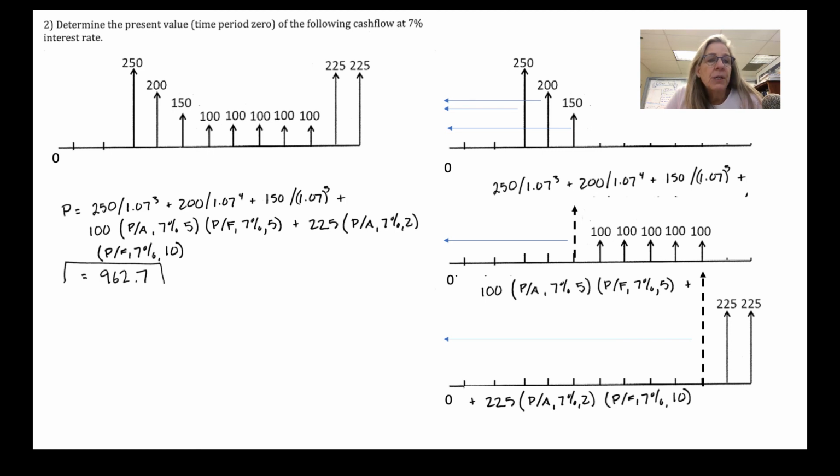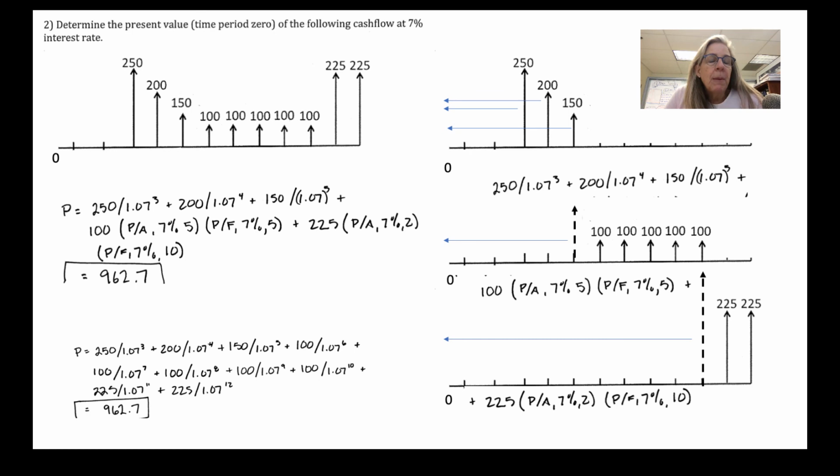I do want to mention that there's actually another way of doing that, and that's to take each of these cash flows on the cash flow diagram on the left and one at a time bring them back to time period 0. So just like I did in the upper right for the 250, 200, and 150 and brought that back to time period 0, I'm just going to do that for all of the cash flows, and I'm still going to get the same answer. So I hope that that's helpful when you look at this particular problem.